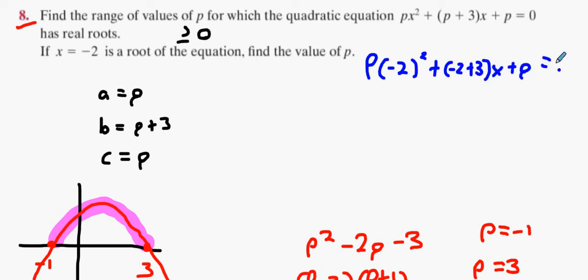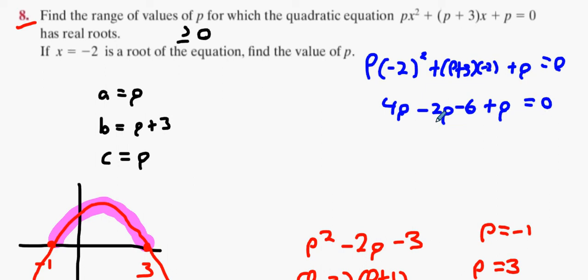So you'll see that that's going to be 4p. Oh wait, totally messed that up there. That's p plus 3 times -2. So that's -2p minus 6 plus p equals 0.